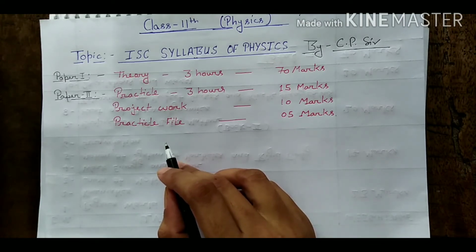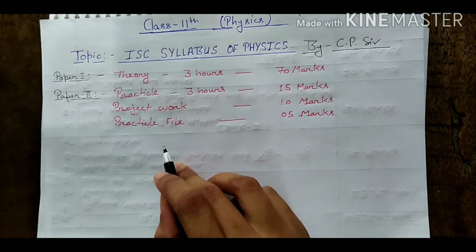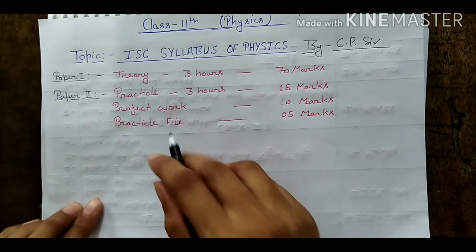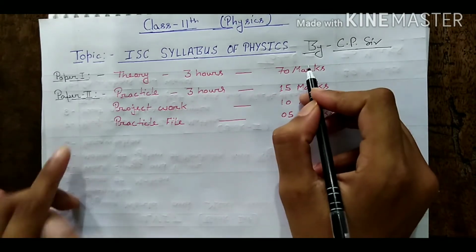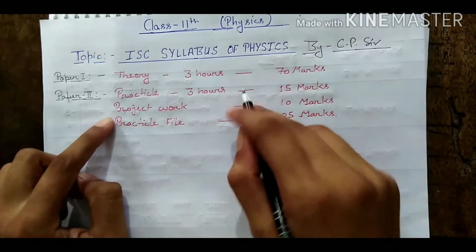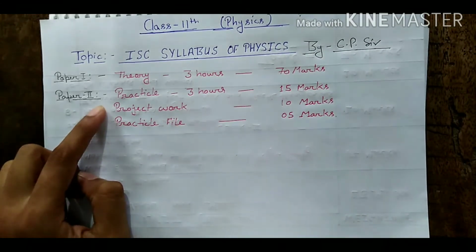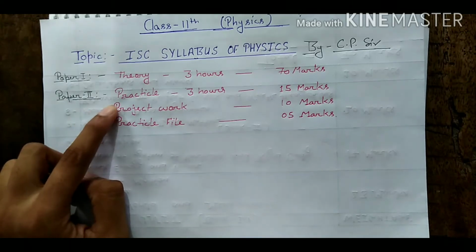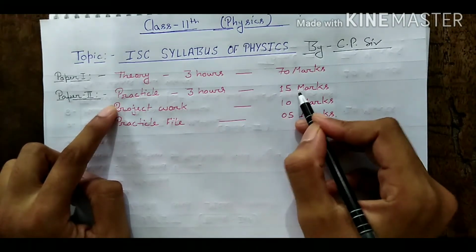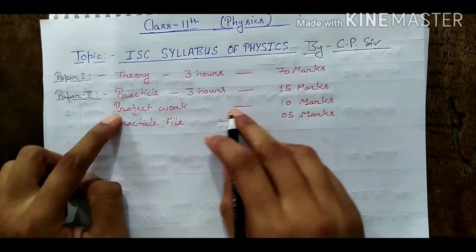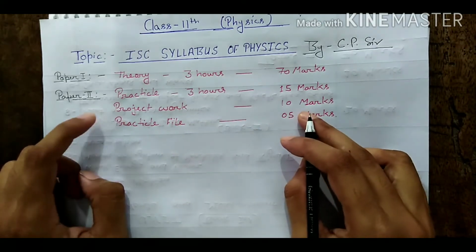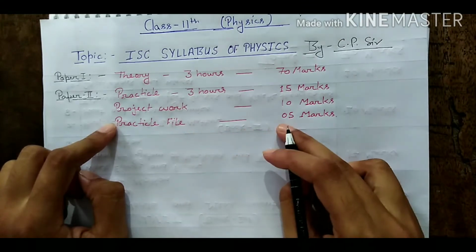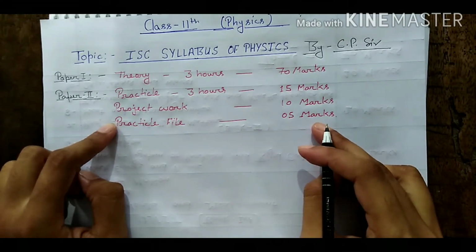Students, let's start the syllabus of class 11 physics. There are two papers in your class 11, paper first and paper second. Paper first is theory. This is 3 hours and 70 marks, and paper second is practical, project work and practical file. In paper second, practical is based on 15 marks, and this practical will be provided in your school's lab. For project work, your summer assignment is counted as a project work, and this is based on 10 marks, and the practical file is based on 5 marks. You have to complete it during the practical.